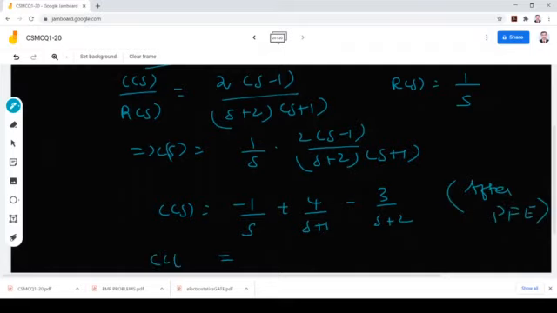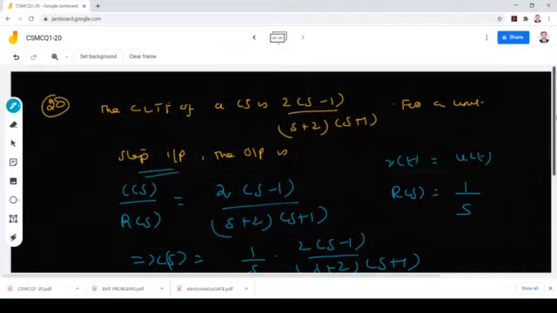So what I want is the output c(t). 1 by s means 1. 4 by (s plus 1) has an inverse Laplace transform of 4 e power minus t. 3 by (s plus 2) has an inverse Laplace transform of 3 e power minus 2t. So the output is c(t) equals minus 1 plus 4 e power minus t minus 3 e power minus 2t. Right? Okay.